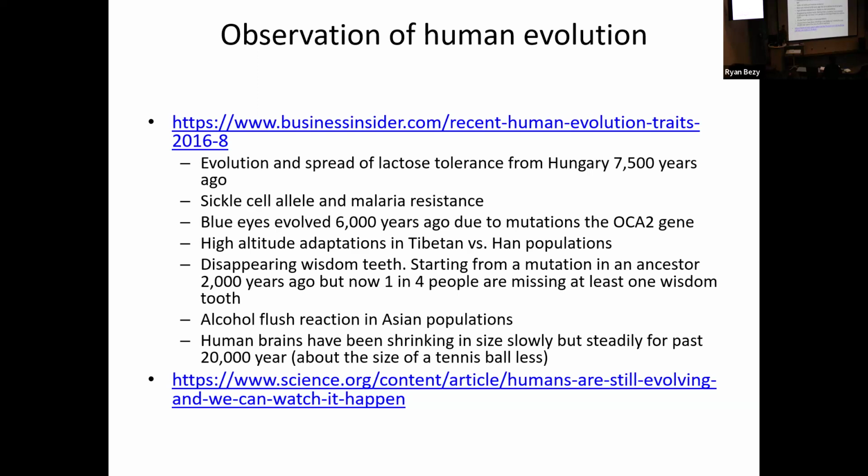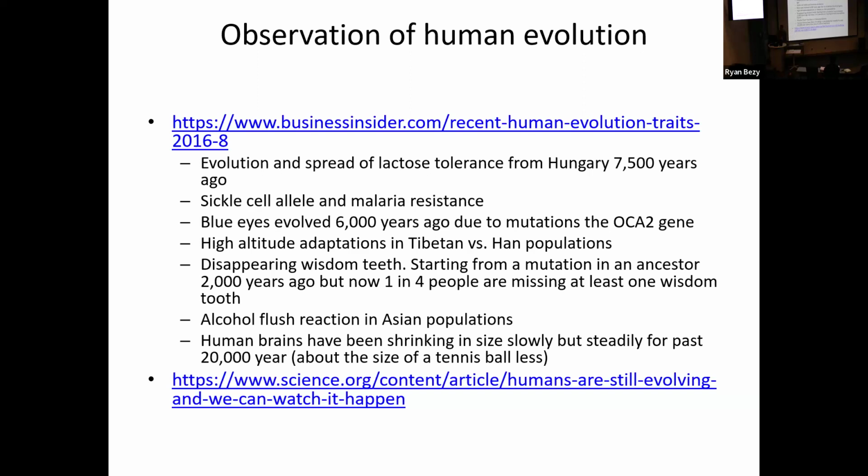Wisdom teeth have been gradually disappearing in human populations over time. And now some people are either missing some wisdom teeth or don't even have wisdom teeth in the first place. So for instance, my wife doesn't have wisdom teeth. She doesn't have to worry about that dentist visit, for instance. But there are some individuals that don't even have wisdom teeth anymore.